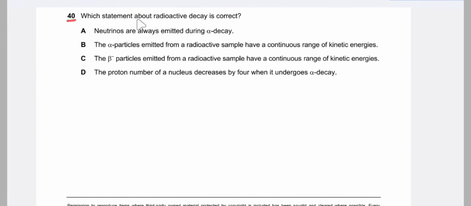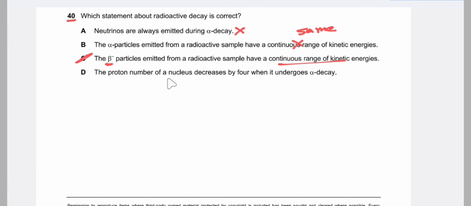Question number 14. Which statement about radioactive decay is correct? Neutrinos are always emitted during alpha decay. Neutrinos are emitted in beta decay, not alpha decay. Alpha particles emitted from a radioactive sample have a continuous range of kinetic energy. This is wrong. Alpha particles have discrete, the same amount of kinetic energy. But beta minus particles have a continuous range of energy. So answer C is correct: when beta minus particles are emitted from a radioactive sample, they have a continuous range of kinetic energy.